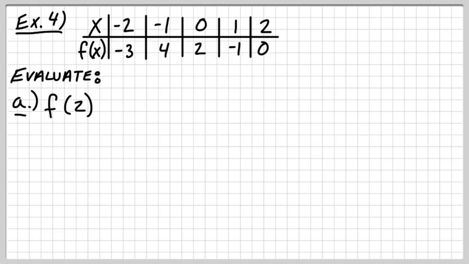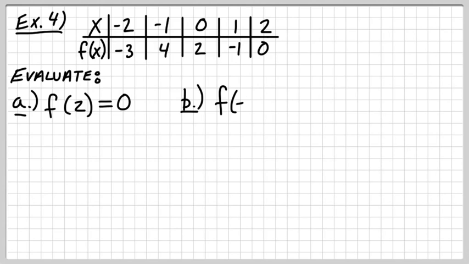Part A, what's f of 2? So that means when you plug in 2 for x, what's the output? Well, this table is trying to communicate to you a 2 for the x. The output would be just 0. So f of 2, we can say that's 0 for sure.